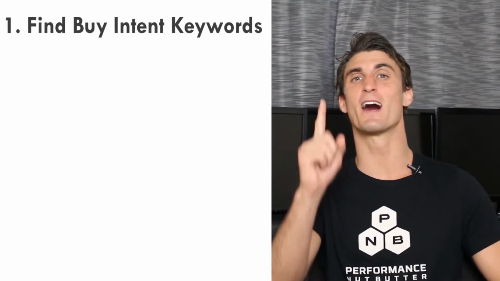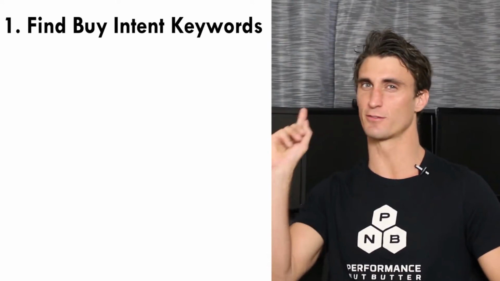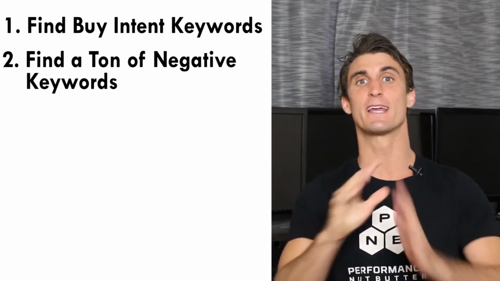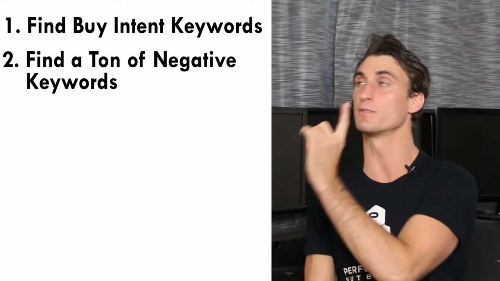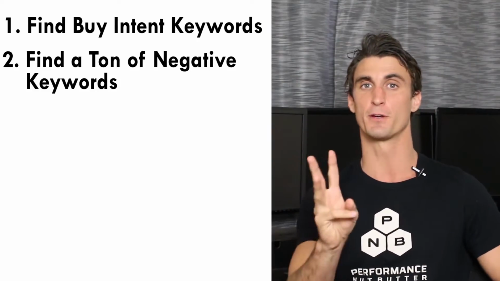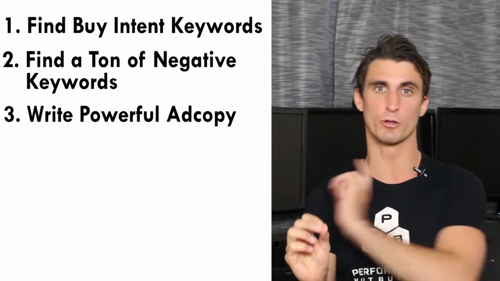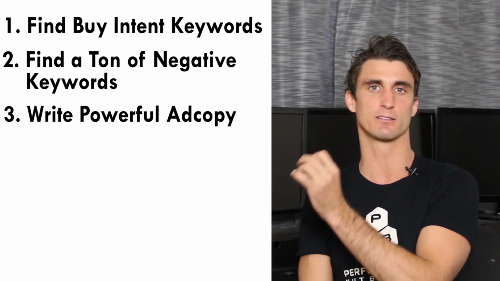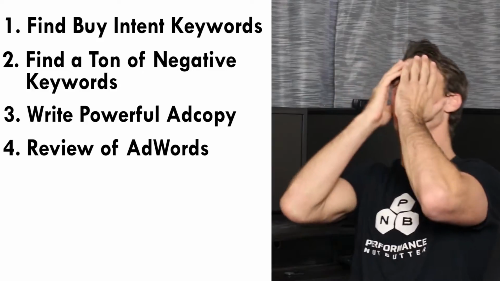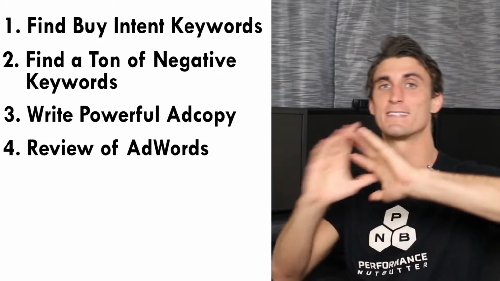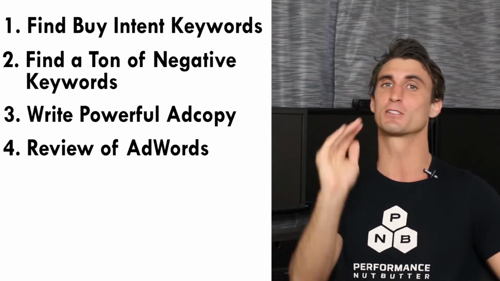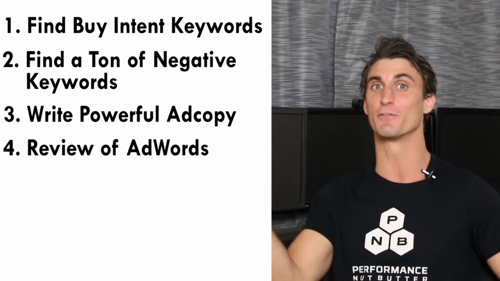Number 1 is find by intent keywords, and this is a very specific type of keyword. Number 2 is find a ton of negative keywords, and I have some tips on how to find really good negative keywords. Number 3, write powerful ad copy, and we'll go over how to do this in detail later in this video. Number 4, review your AdWords. And this is a huge mistake so many people make, is they don't review their AdWords. And we're gonna talk about how to do that and some specific secrets on how to review your AdWords.